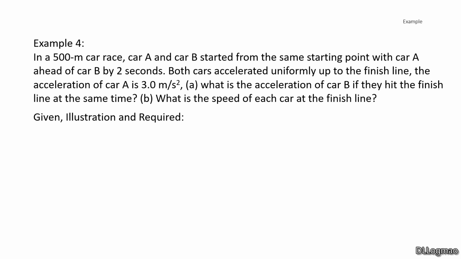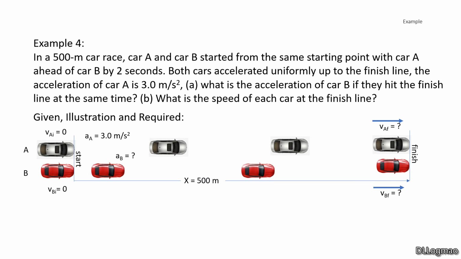The given, illustration, and the required. The illustration shows the positions of the cars from the start to finish, the magnitudes of acceleration, and the distance traveled. Notice that the distance traveled by the two cars are the same. The time of travel of car A is greater than that of car B by 2 seconds.